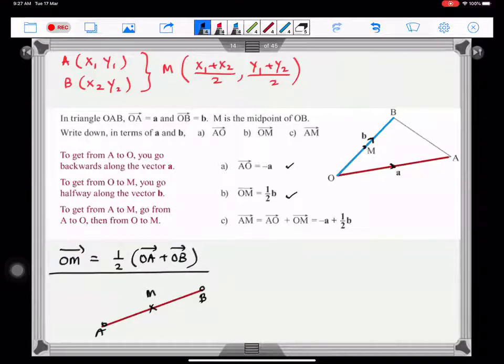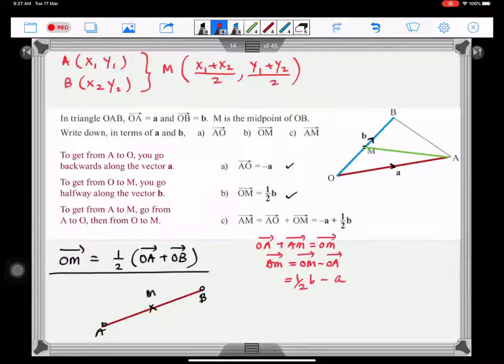And what about AM? That means OA plus AM is equal to OM. That's one way. Therefore, AM is OM minus OA. OM is half B and OA is A. That's one approach.